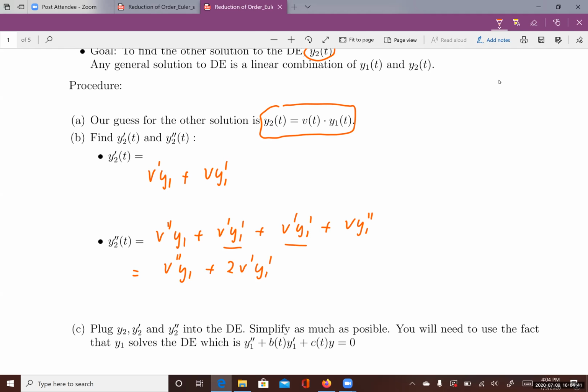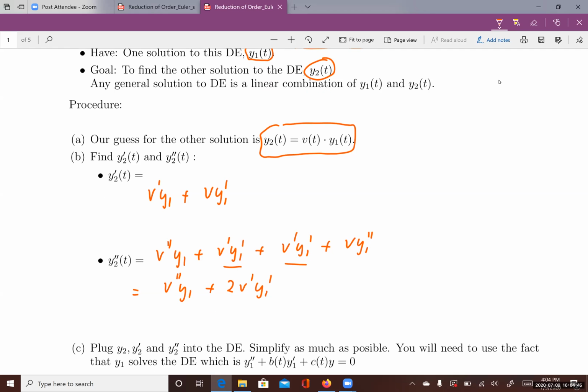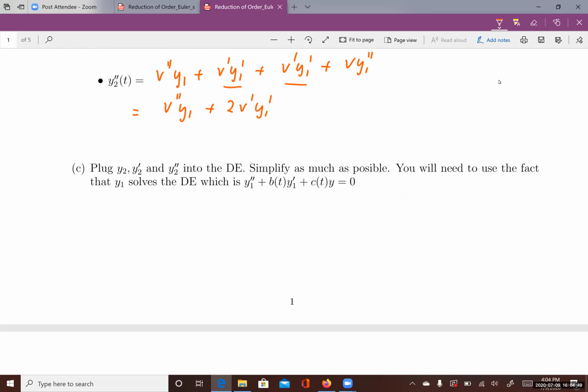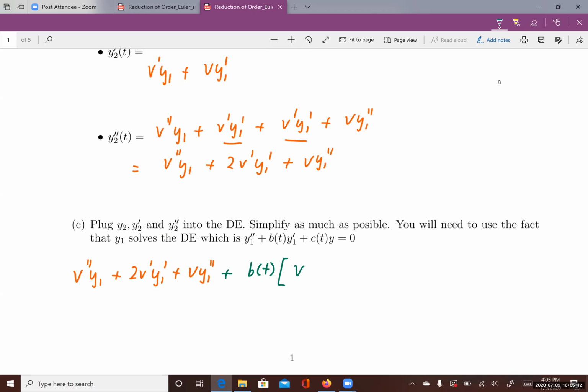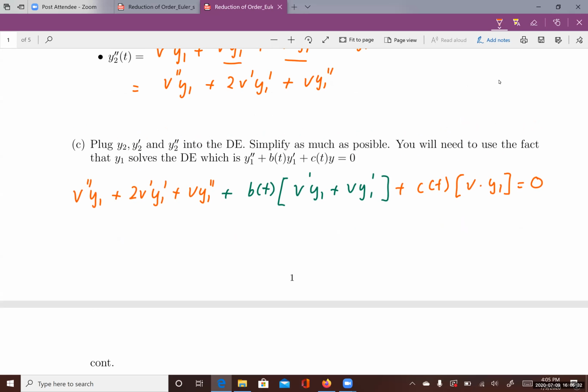All right, now I have y2 prime and y2 double prime. I can plug this information into the original equation because I assume that y2 is a solution. So y2 double prime is v double prime y1 plus 2 v prime y1 prime plus v y1 double prime. Then I add b of t times y2 prime, which is v prime y1 plus v y1 prime. And then I add c of t times y2, which is v y1, equals 0. Keep in mind that because y1 is a solution to the differential equation, this equation will be true.